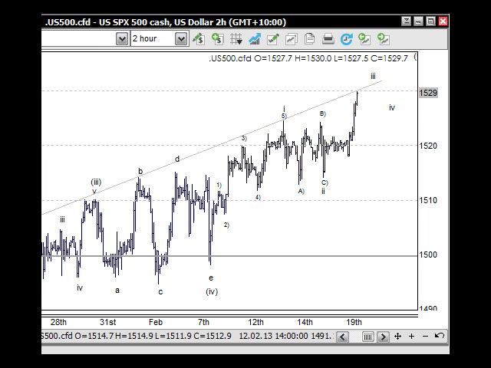US dollar has moved down and bonds have moved with the dollar, and stock is moving to the upside here. So the wave count that we've held here seems to be unfolding in the right way. So the S&P 500 here on the 2-hour chart.